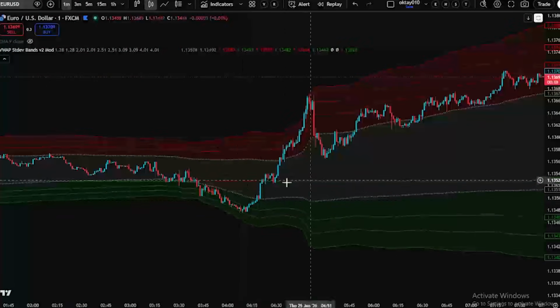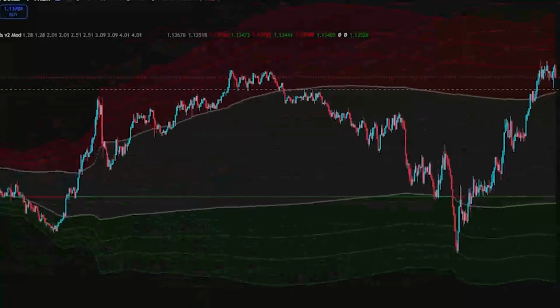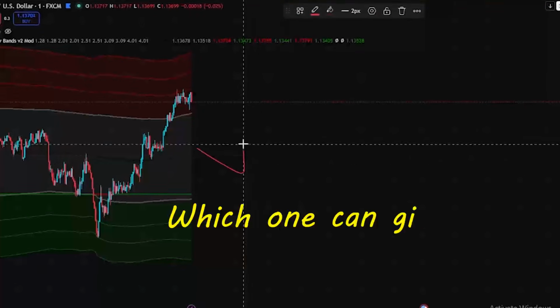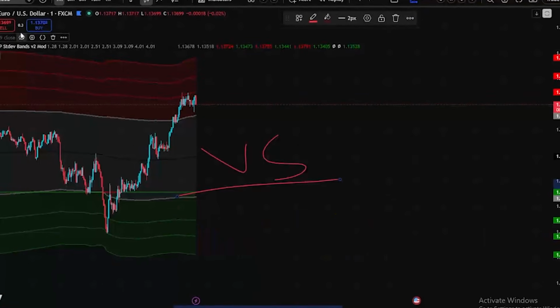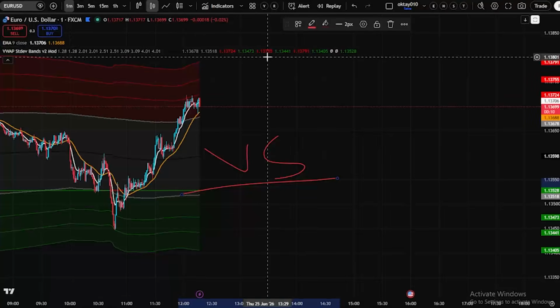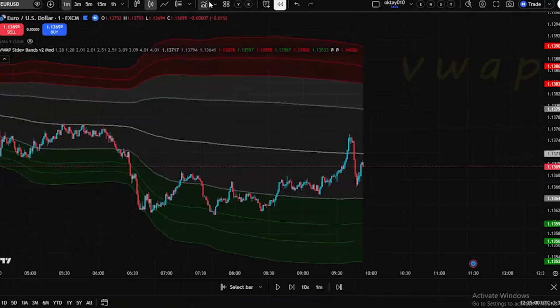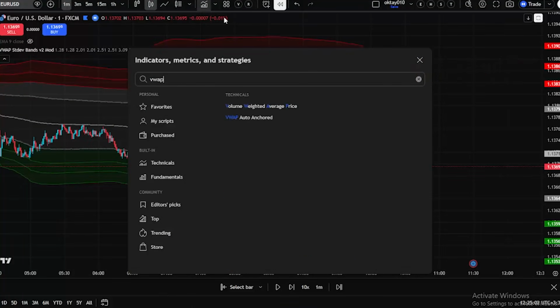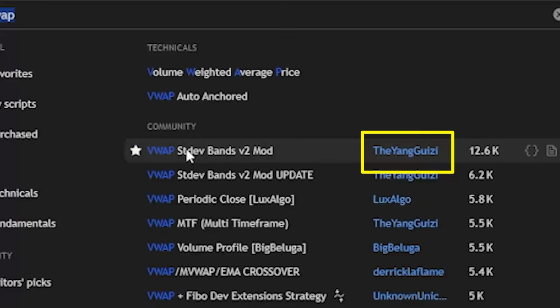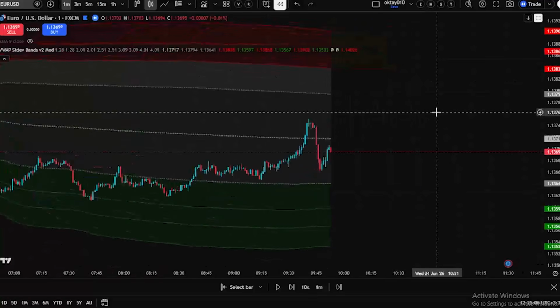Now here's the important part. Let's compare these two side by side in a real scalping situation to see exactly which one in a fast market fakes less and responds better. This thing we have called VWAP Standard Deviation Bands version 2 mod the Yangguizi is actually an independent indicator.